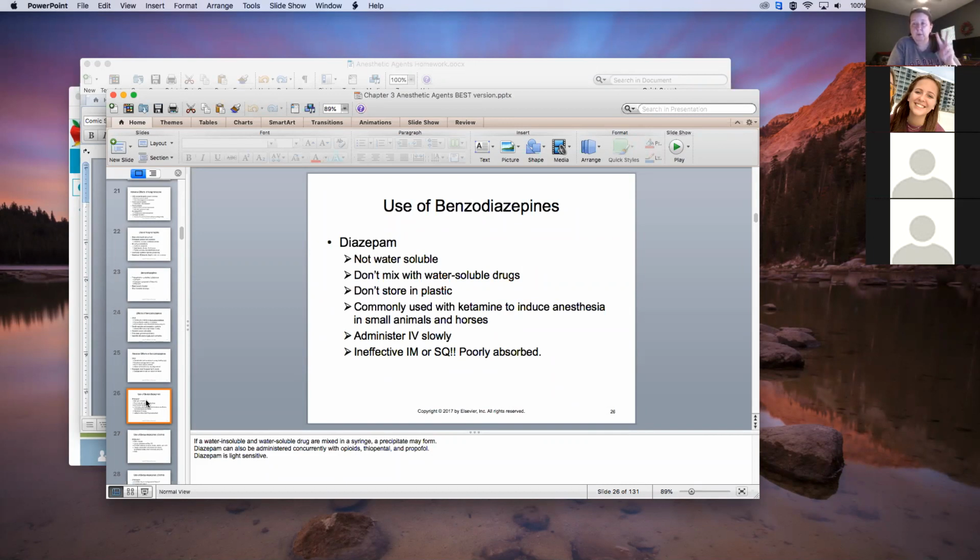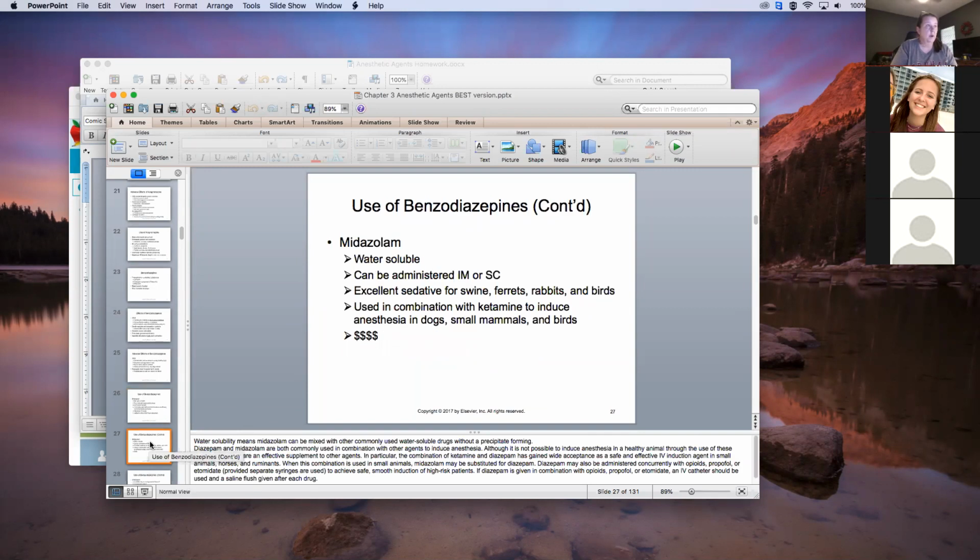So expense and route are the two primary differences between the two. But again, they have pretty much the exact same effects. We give them for the exact same reasons. The only difference is route and cost. And diazepam is often combined with ketamine. Ketamine is the one drug, just a little FYI, you can mix with diazepam and it won't cause that little snow globe precipitate. But you do have to give it slow. You have to be cautious about that.